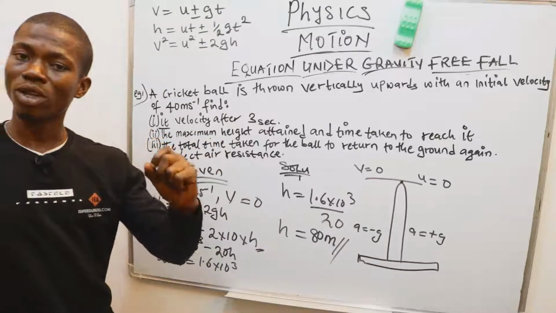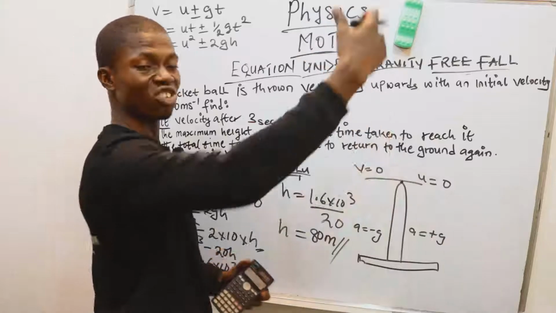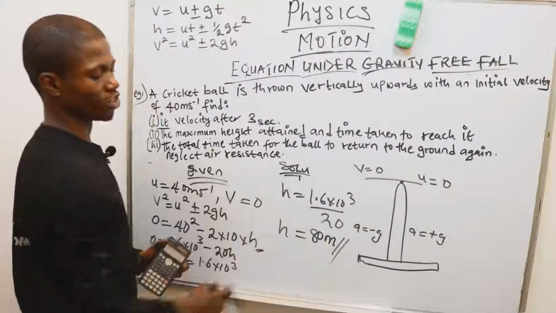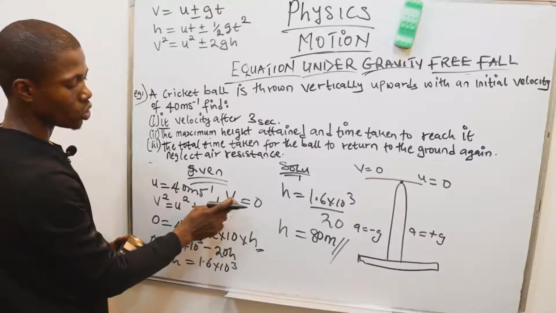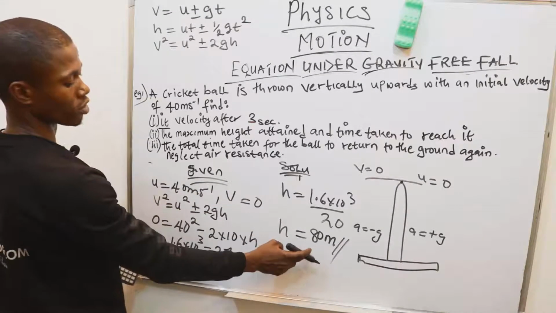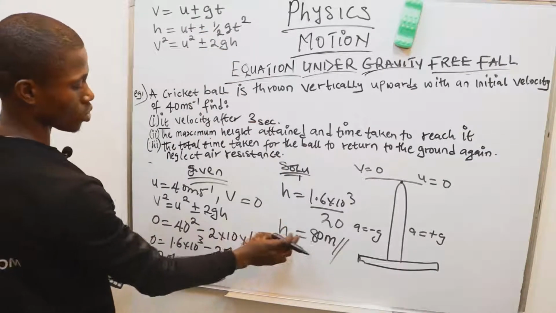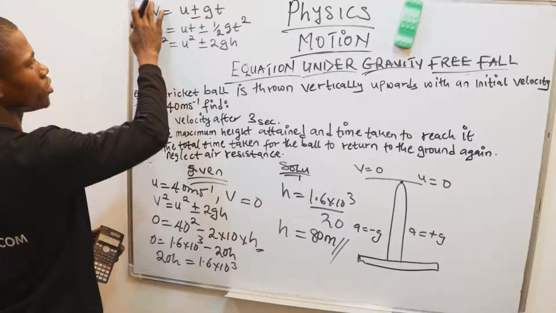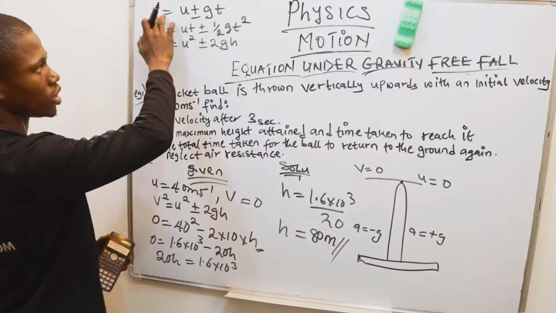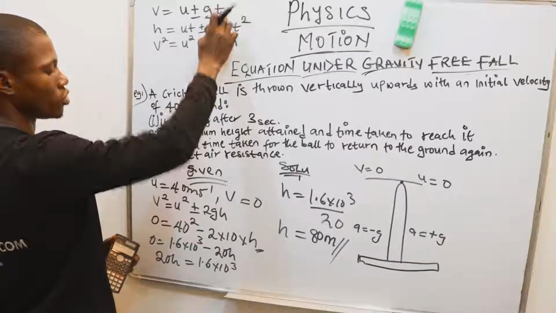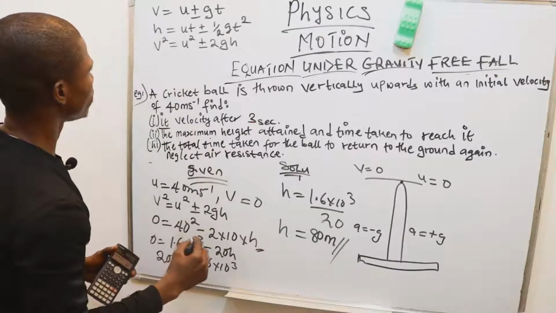We have gotten our maximum height, but remember, they said the maximum height attained and the time taken to reach it. So let's get the time taken to reach there now. From our formula, we know our v, we know our u, and we have gotten our h. We are looking for time. Let's use the first equation. It has time, and we have u and v. This is the only equation we are going to use to get our time.